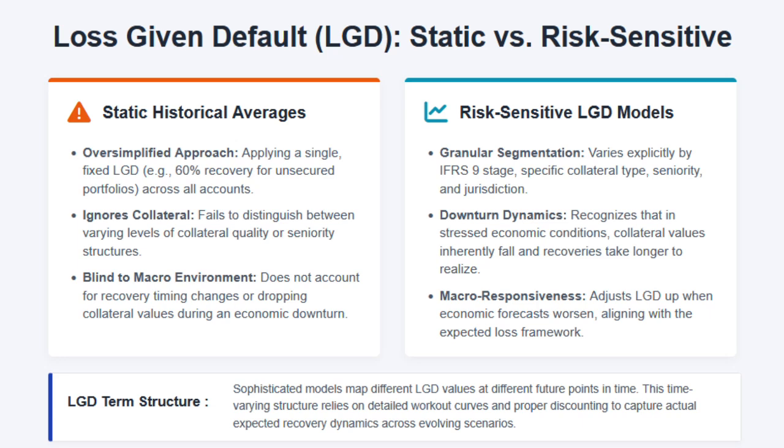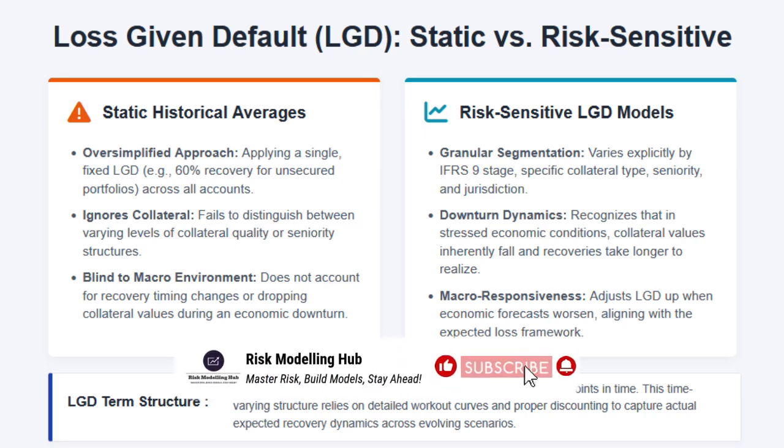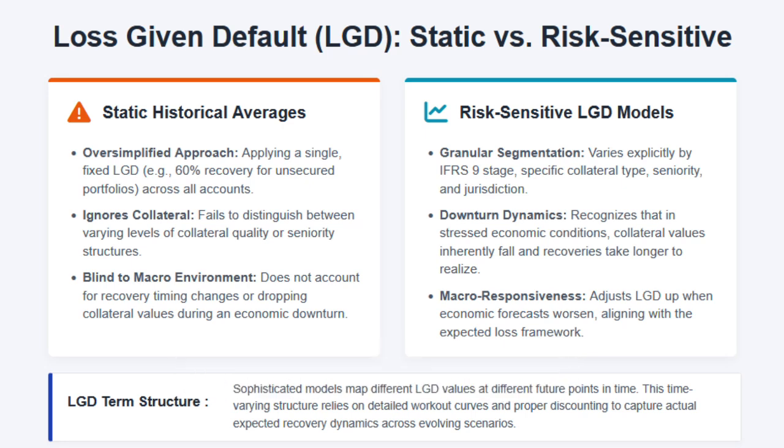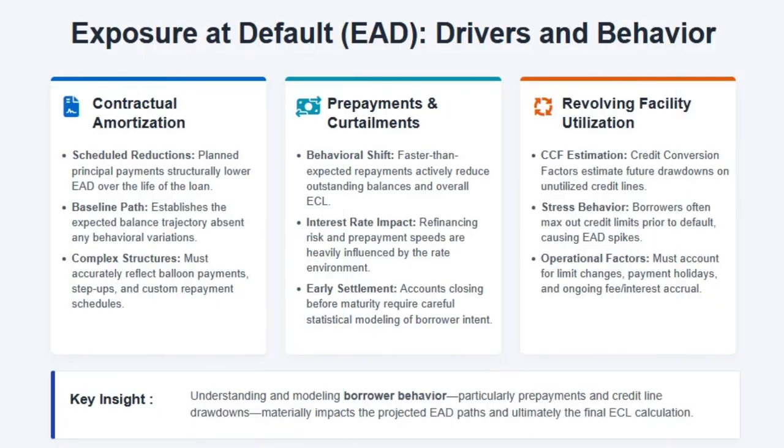For loss given default, banks need to think about recovery dynamics. Some use static historical averages, like on average we recover 60% of the exposure, but more sophisticated approaches recognize that LGD varies by stage, by collateral type, collateral values, and by the macroeconomic environment as well. In a downturn, collateral values fall and recoveries take longer, so LGD should increase. This creates what we call the LGD term structure: different LGD values at different points in time based on expected recovery dynamics. We'll consider LGD term structure as well in our upcoming series.